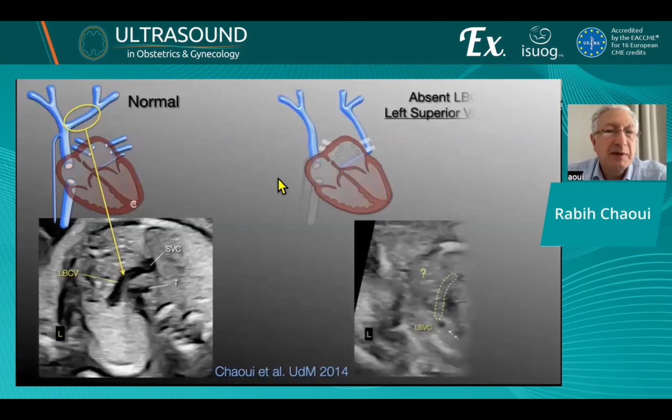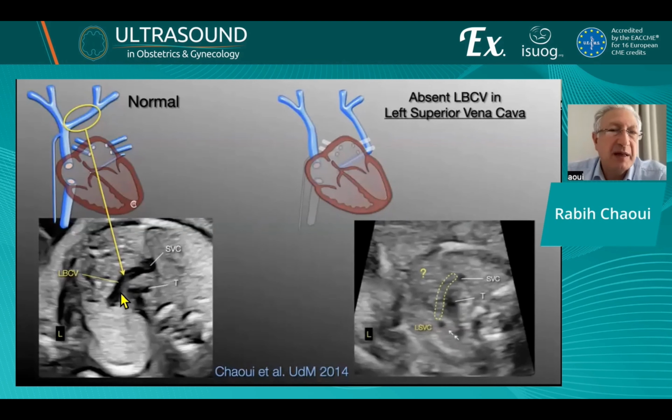And you see here, this is again the typical sign of the absence of the left superior vena cava. There may be some isolated cases where they're still present, but in cases I've seen, almost all will have an absent LSVC.